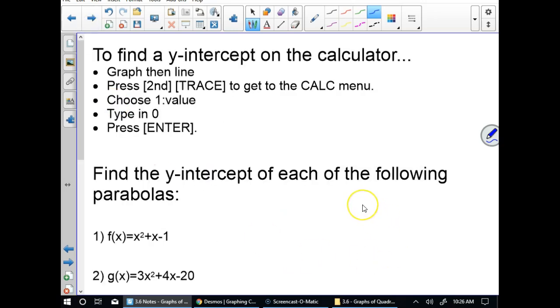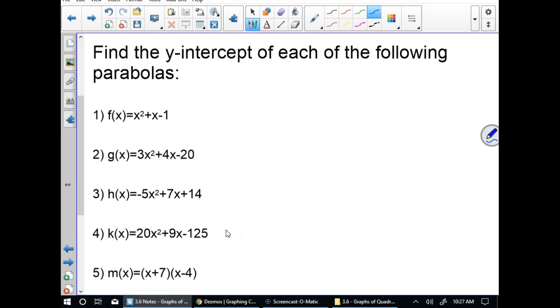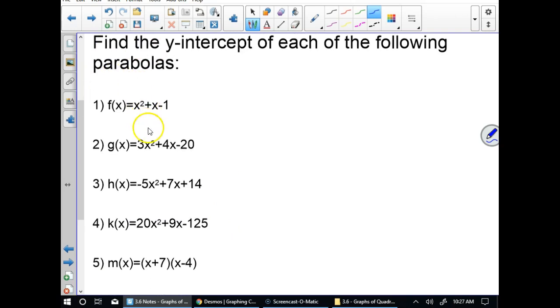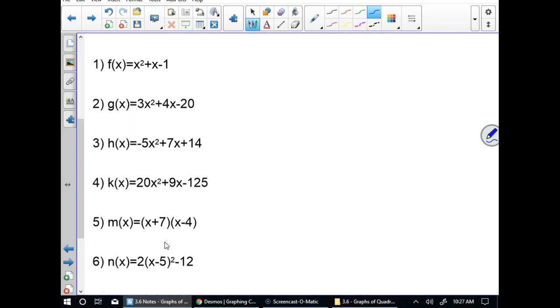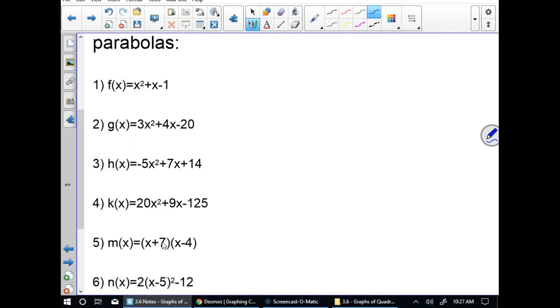Here's the next thing I'm concerned with, the y-intercept on the calculator. And we're going to use Desmos. These are the instructions for the calculator if you want to look at that. But we're going to use Desmos, so graph all of these on Desmos and write down what the y-intercept is.